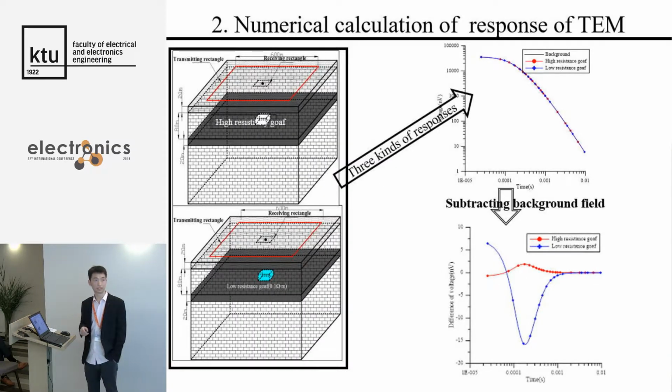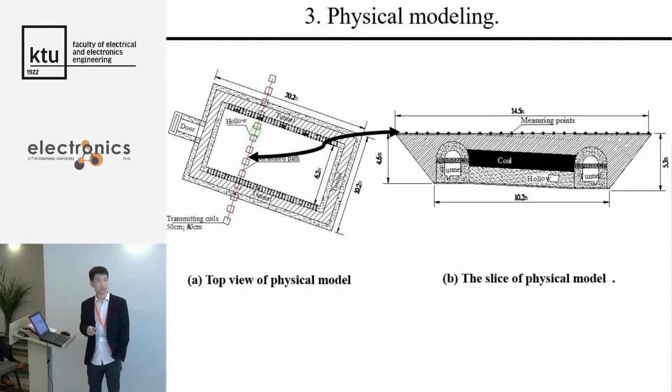In part 2, we discussed the numerical calculation. In part 3, we will focus on the physical modeling. This is the physical modeling, the top view and the side view. We use transmitting coils of 50 centimeters multiplied by 50 centimeters. There are many receiving points along this line, so we can get the response through TEM.